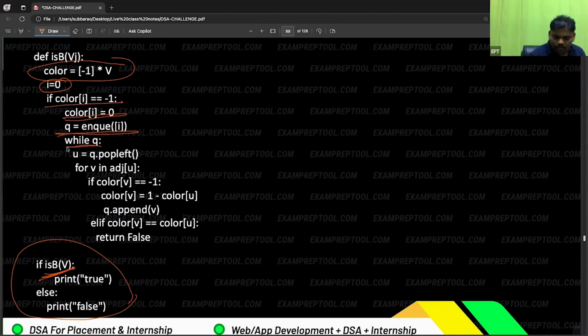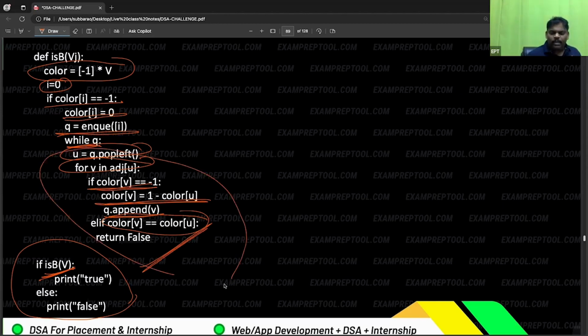So while the queue is not empty, delete that person. Whoever is adjacent, find out and ask everyone what is the color. If the color is -1, keep the parent's opposite color. Add at the end of the queue. So continue. At anywhere, if you see a mismatch, parent and children's color is the same, then say that it is not bipartite.